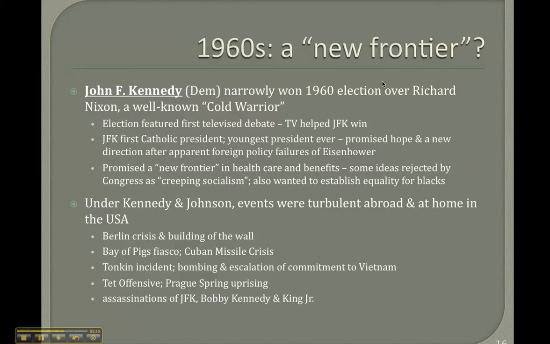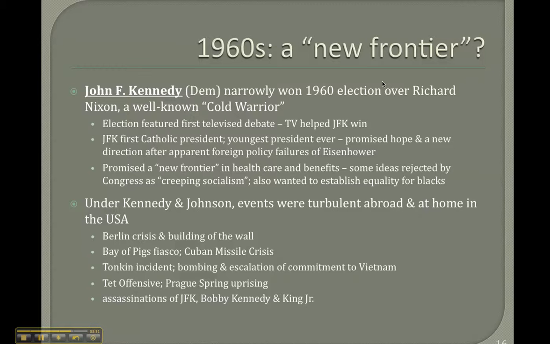Now, of course, the 1960s began with a new president, a very young, popular president, John F. Kennedy, who narrowly won the presidential election on the strength of a debate that for the first time ever was televised on national television. But events turned very turbulent at home and abroad, as we've already seen with the Cuban Missile Crisis and the Bay of Pigs fiasco and some of the controversy over the Cuban Revolution.